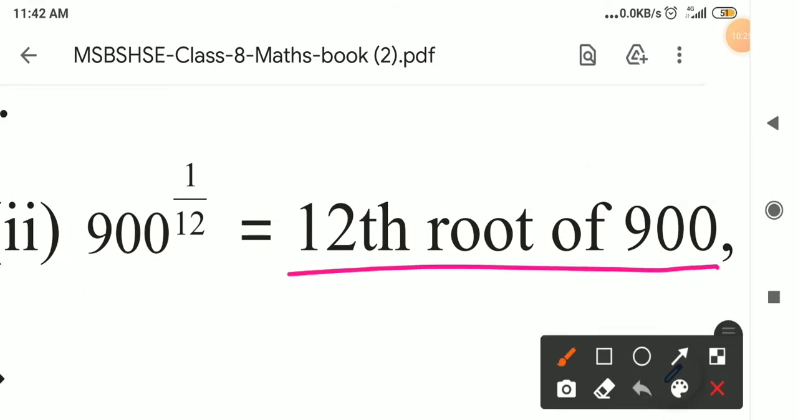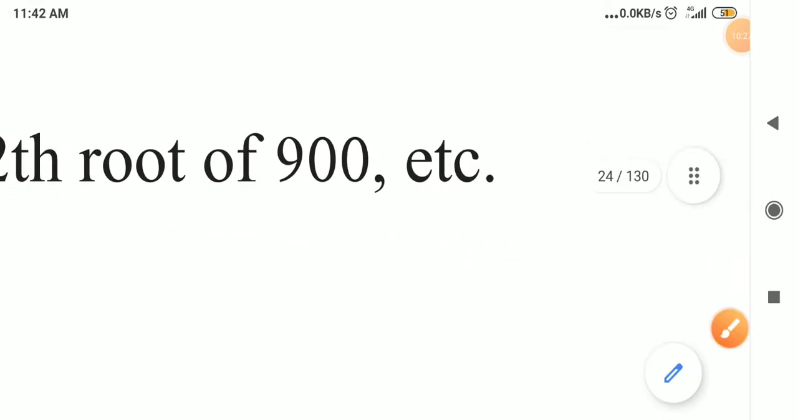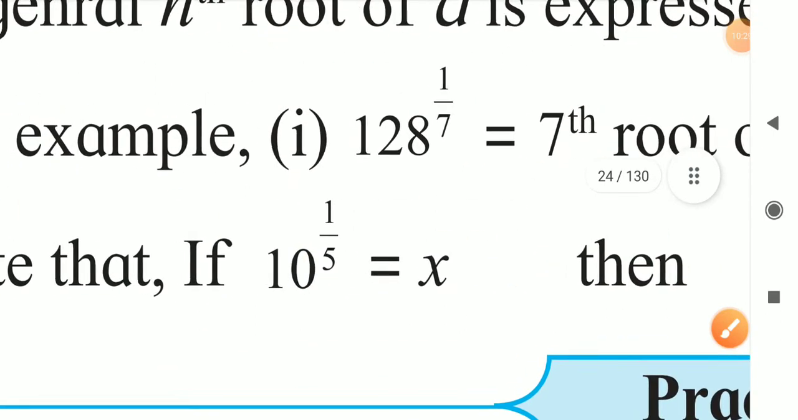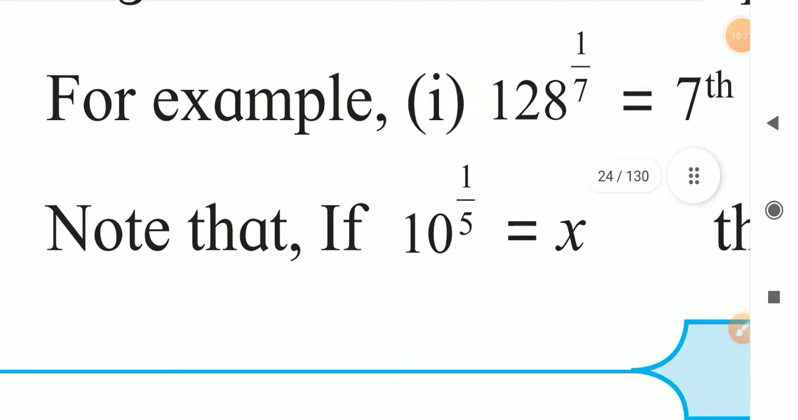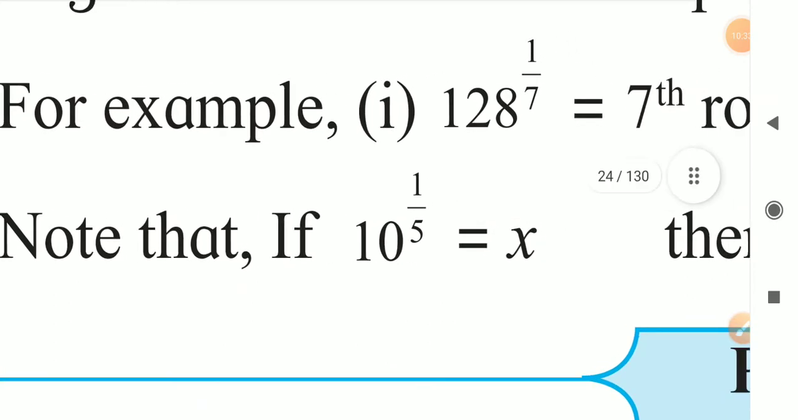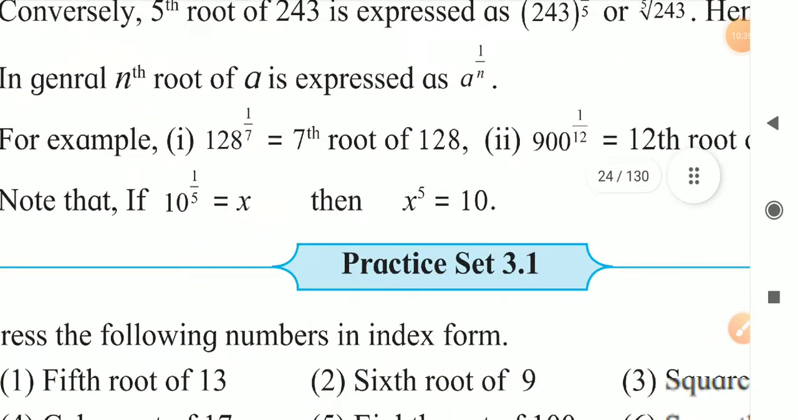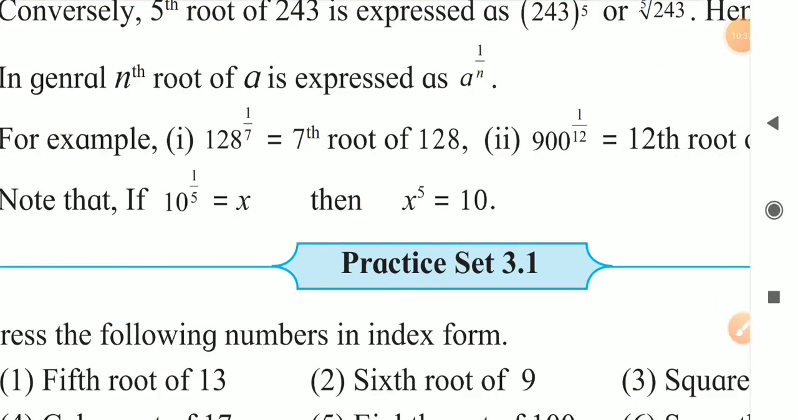12th root of 900. Next example is the 5th root of 10. How to read? Reading first, understand. 5th root of 10. Okay. So in this way you have to write.